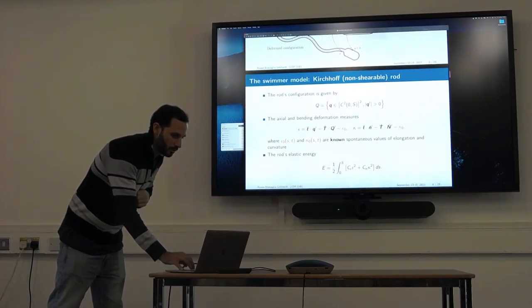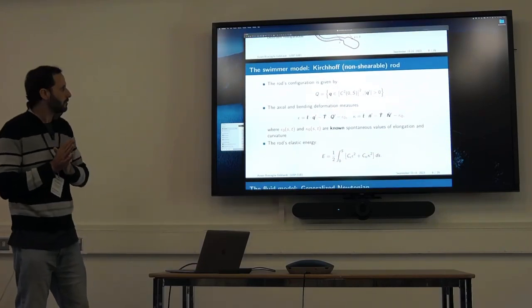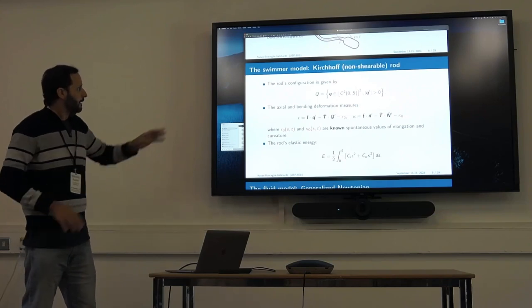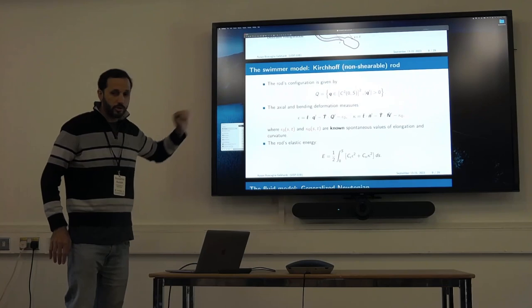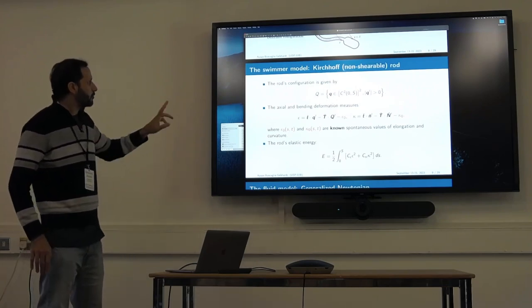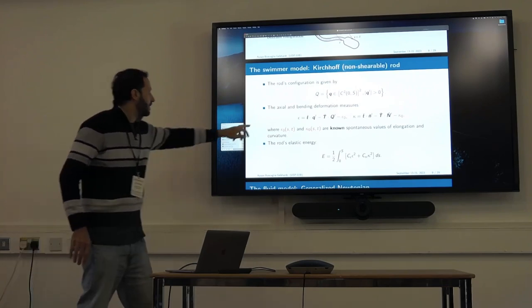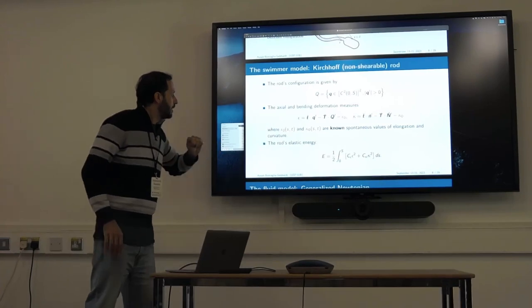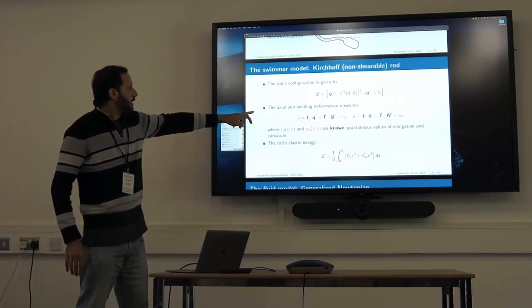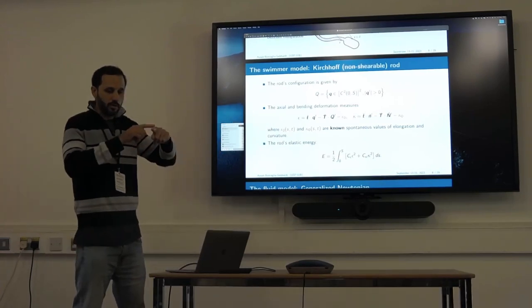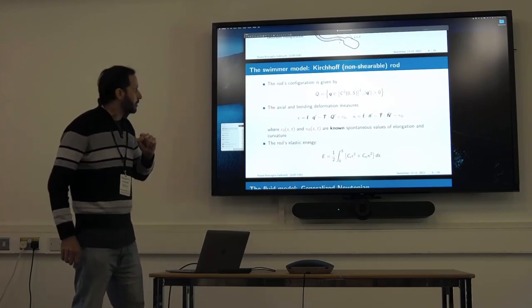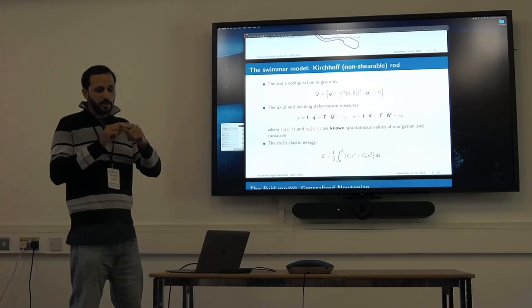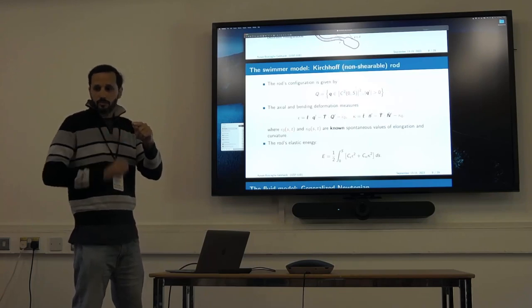Okay, the rod. The rod is a Kirchhoff rod. This is a classical model. The configuration of the rod is described by this vector field Q. And we have two deformation measures, which are the axial and the bending. You see T is the tangent vector to the line of the rod, and N is the normal vector. So Q basically is the axial displacement and the vertical displacement.